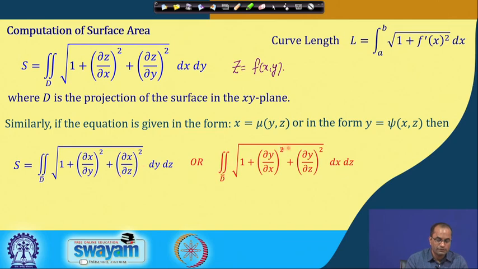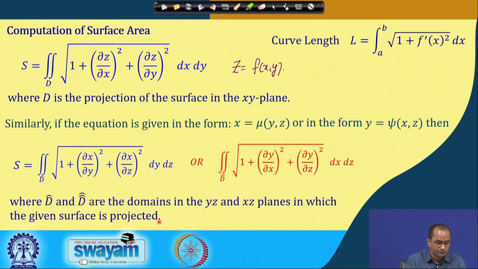Or in case the function is given by y is equal to psi(x, z), we will have the partial derivatives of y with respect to x and z, and then dx dz, and here this D double hat will be the projection of the surface in the xz plane. So, this D hat and D double hat are the domains in the yz plane in the first case, and in the second case in the xz plane, in which the given surface is projected.